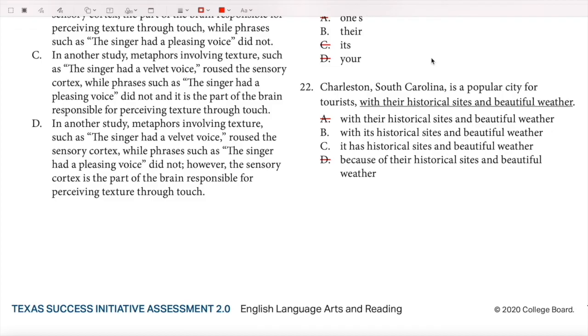Or you could use a semicolon. I love it. I was just going to say that. Man, you're learning these rules fast. Absolutely. You could use a semicolon there too, because it's for standalone thoughts. But the second half stands alone as well. It has historical sites and beautiful weather. They both stand alone. You can't separate those with a comma. No dice. You can't do that. So C is gone.